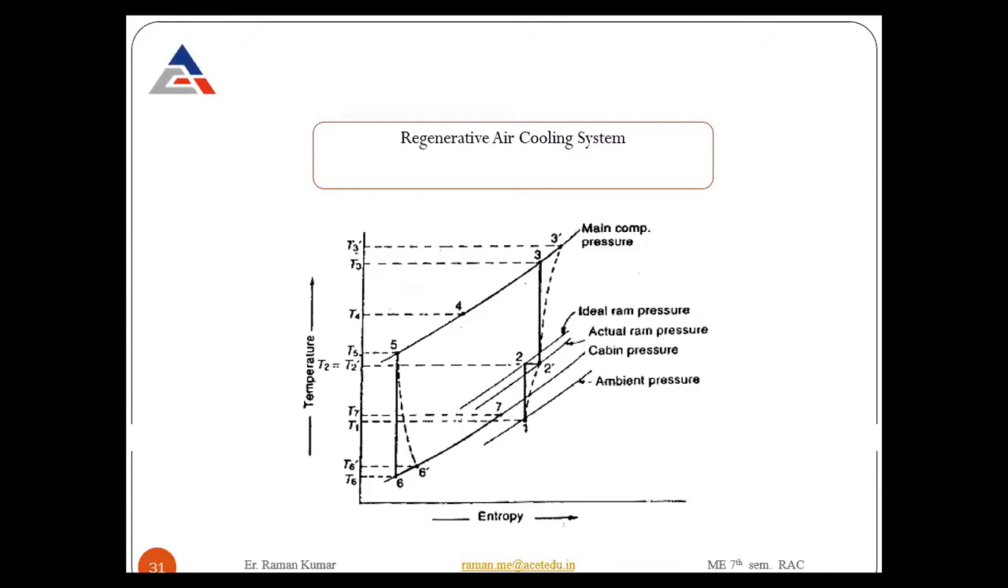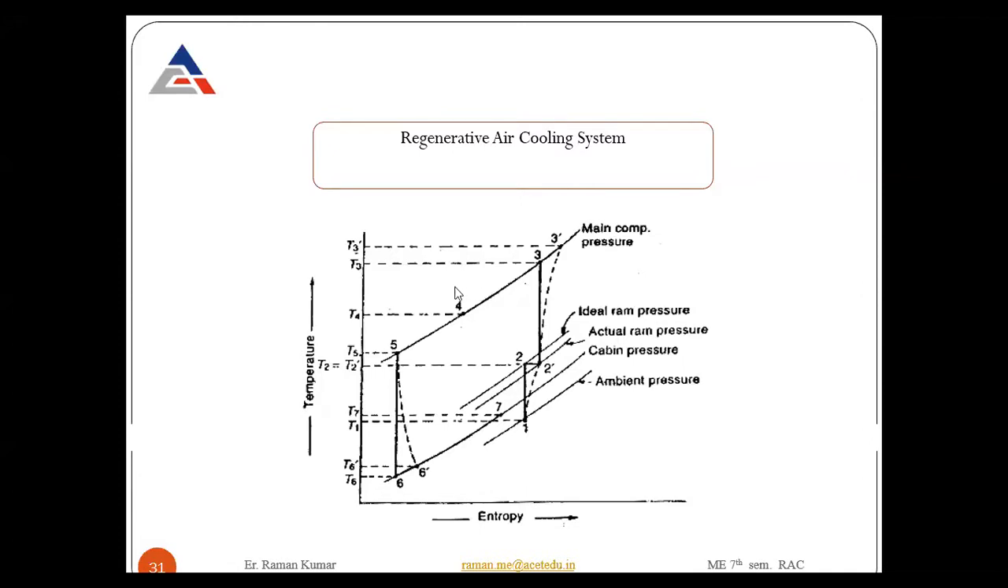So look at here. This is the TS diagram. Again, four to five pressures are there: ambient pressure, cabin pressure, actual ram pressure, ideal ram pressure, and main compressor pressure. For 1 to 2 is your ideal ram pressure, 1 to 2 dash is your actual ram pressure, 2 dash to 3 your isentropic compression, and 2 dash to 3 dash your actual compression in the main compressor.